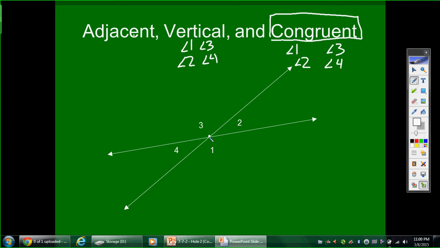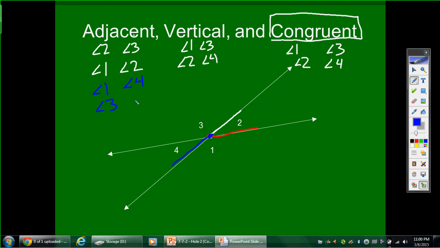Adjacent angles share a vertex and share a side. So angle 2 and angle 3 would be adjacent to each other because they share the side and the vertex. Angle 1 and angle 2 share, let me switch colors, this vertex and the side. Angle 1 and 4 would also be adjacent because they share a vertex and the side.